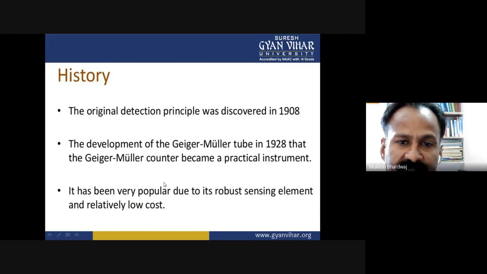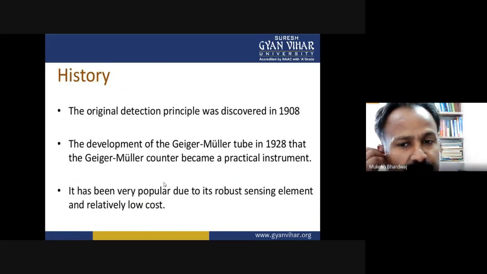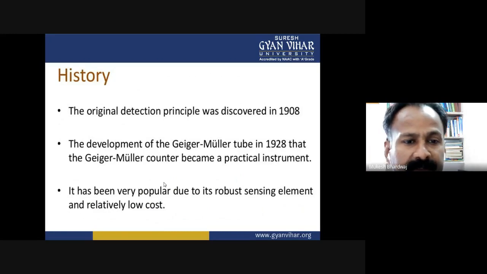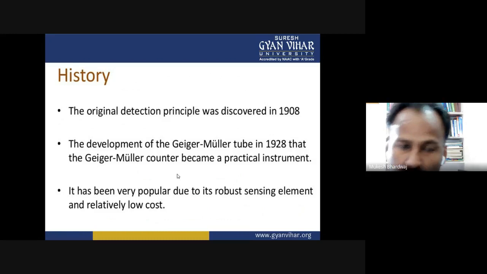History: the original detection principle was discovered in 1908. With the development of the Geiger-Muller tube in 1928, the Geiger-Muller counter became a practical instrument. It has been very popular due to its robust sensing element and relatively low cost.